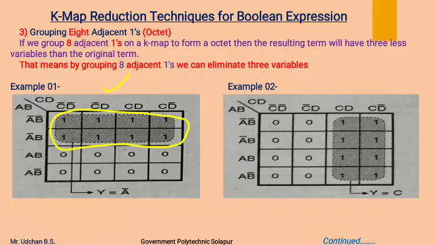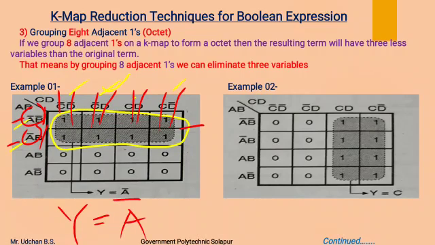Now the terms related to this octet group are C bar D bar, C bar D, C D, C D bar, A bar B bar, A bar B. Now from this, C bar and C get cancelled, C bar and C get cancelled. After that D bar and D get cancelled, D bar and D get cancelled, and from the remaining two terms B bar and B get cancelled. So only the two A bar give you a single A bar. So the equation for this octet is only y is equal to A bar.